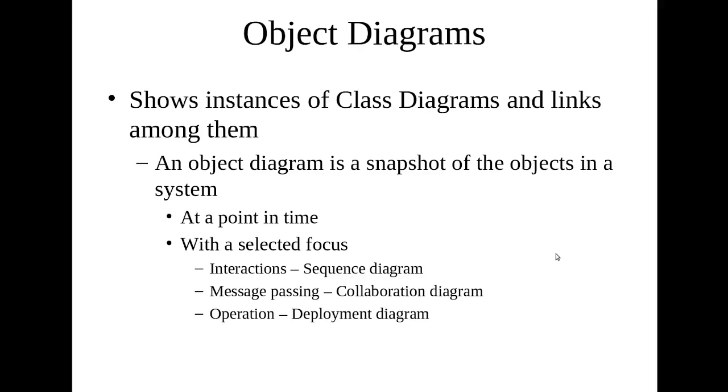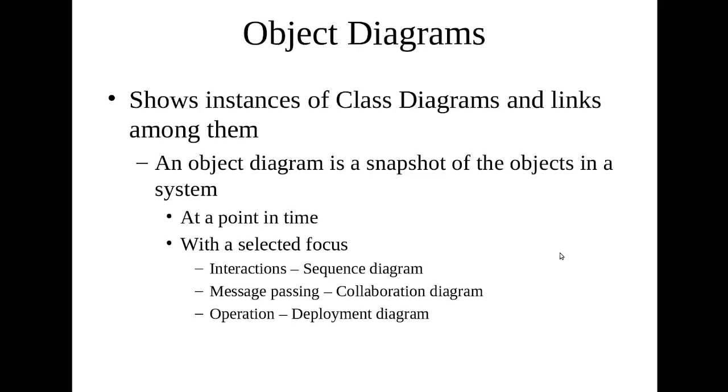Object diagrams are also static diagrams. What happens in object diagrams? At a particular time instance, there are certain objects, and how they are related can be shown here in the object diagram. At a point in time, we may have a certain selected focus. What is the focus? It can be interaction among the objects, which will be a sequence diagram. Message passing, how the message is being passed, will be a collaboration diagram. What operations are to be done or can be done is our deployment diagram. So these are a few things around the object diagram.